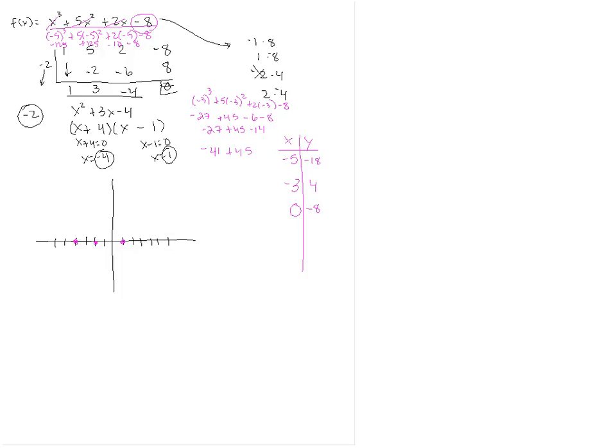All right. So when x is negative 5, y is way down here at negative 18, so it's coming up. When x is negative 3, sorry, I hadn't made my x. When x is negative 3, y is positive 4. So it's coming up and going down. When x is 0, y is negative 8, so it's going down this far, coming back up, and there you have your graph.